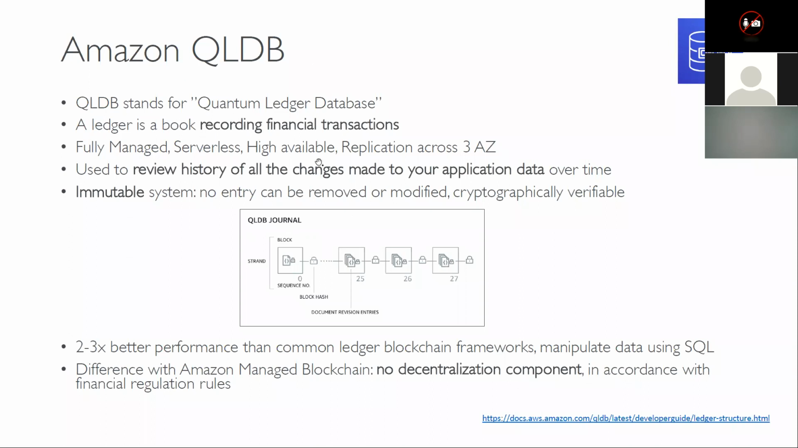Isa naman nakakonect dito sa expenses. Okay, sa QLDB. So 3 times better performance than common ledger blockchain. Difference with Amazon blockchain, no decentralization. Okay, component in accordance with the financial regulation rules.